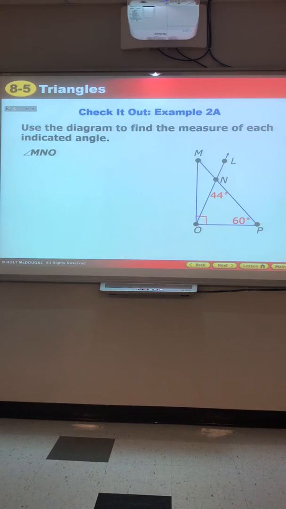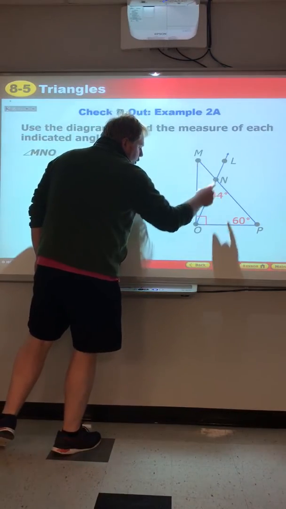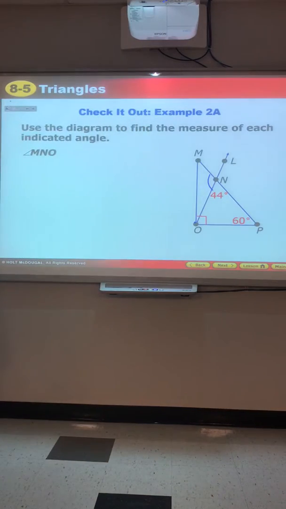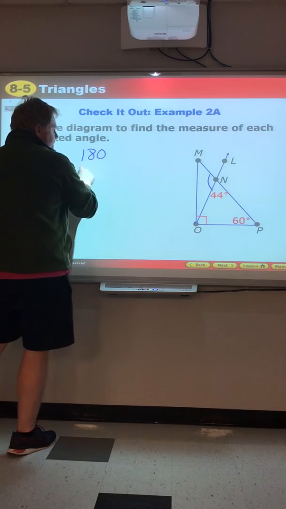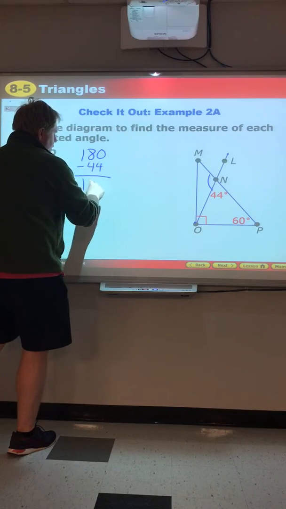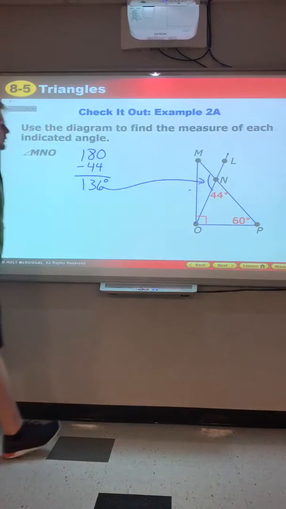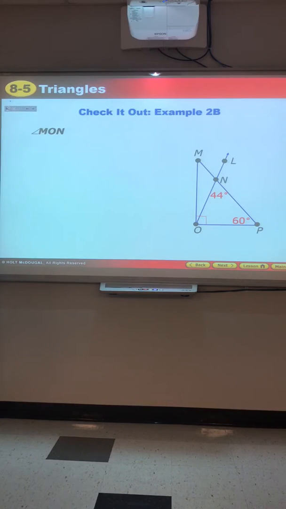Oh, now they change things. They want to know M-N-O. This guy. He looks like he's going to be obtuse, but how obtuse? We take simply 180. We subtract 44. And we get 136 degrees. That's that guy right there. They did the same thing and got 136.